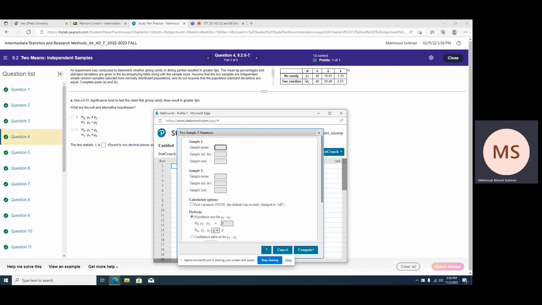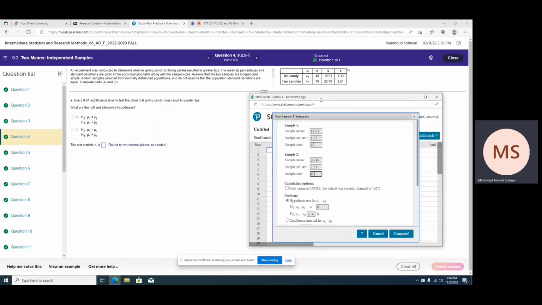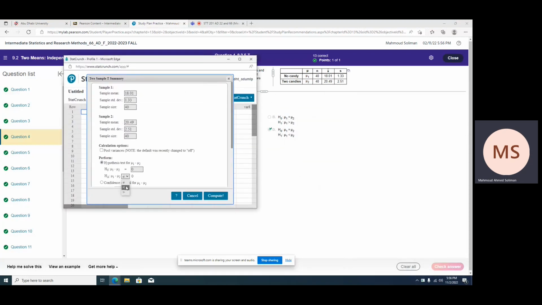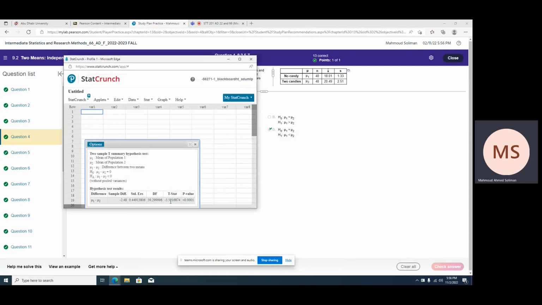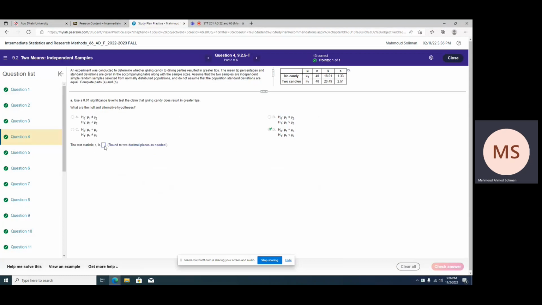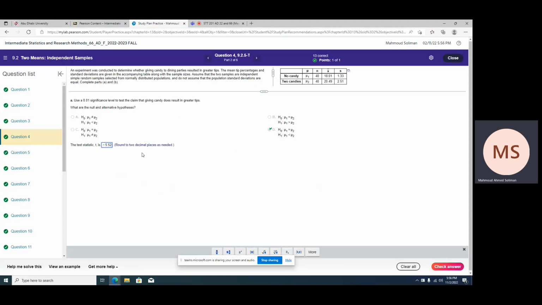So we'll put sample 1, mu1. The mean is 18.01. Standard deviation is 1.33. Sample size 40. And then mu2 is sample 2. We put 20.49 and then 2.514 standard deviation and then 40. And we'll copy this right here. It's less than, put less than, compute. Then copy t-stat, paste. There we go.